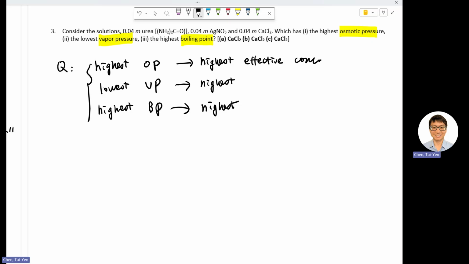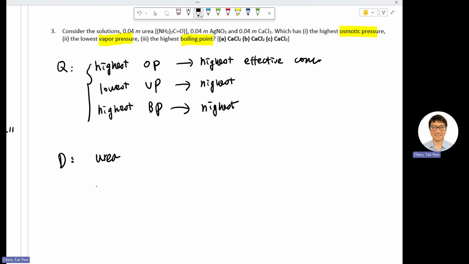If you have the correct concept, you're actually looking for the highest effective concentration, right? After this very simple analysis, you should know that the answer for the three things should be the same. Sometimes you just look at the options, so you already know the answer. But we need to actually work through our data to see what we have.